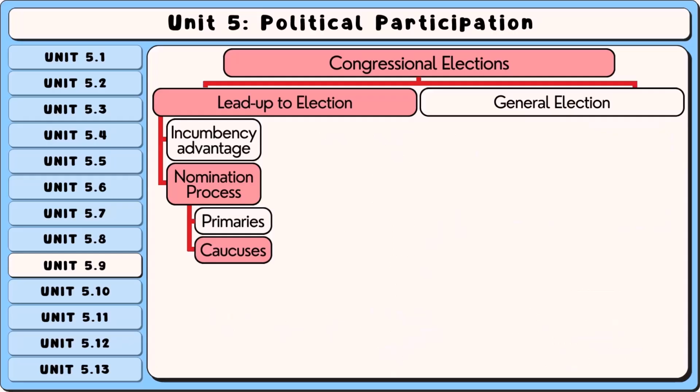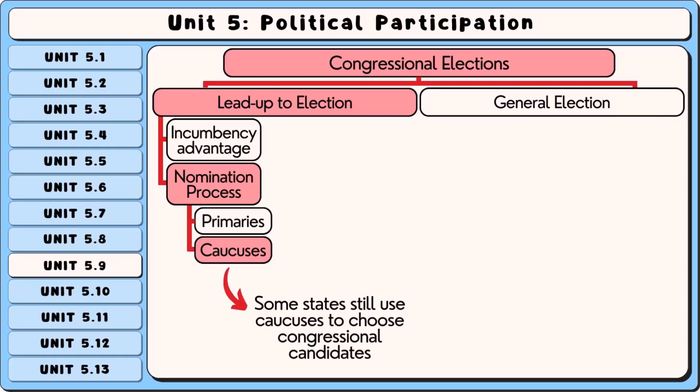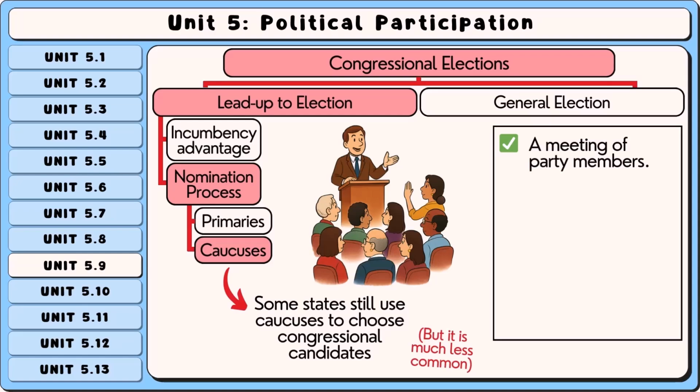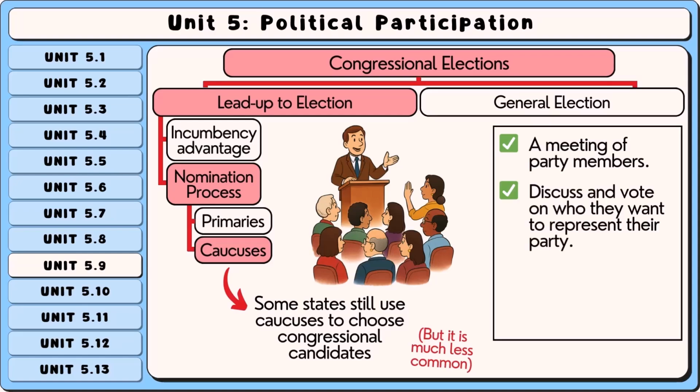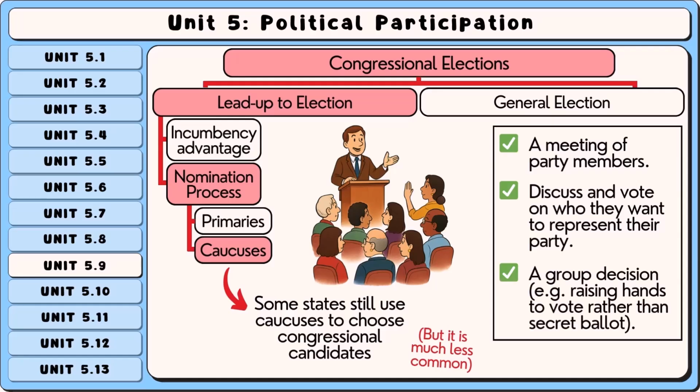Okay, now let's talk briefly about caucuses. Again, we've already covered this process in our presidential elections lesson, but here's how it applies to Congress. Some states still use caucuses to choose congressional candidates, but they are much less common than primaries. A caucus is a meeting of party members who gather to discuss and vote on who they want to represent their party. It is not a private vote, it's a group decision.